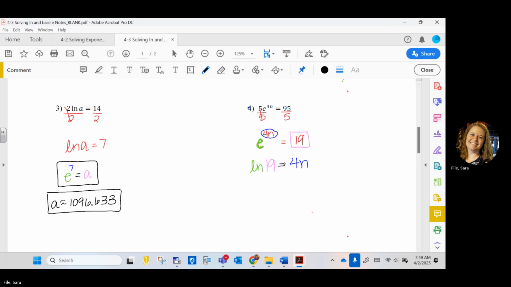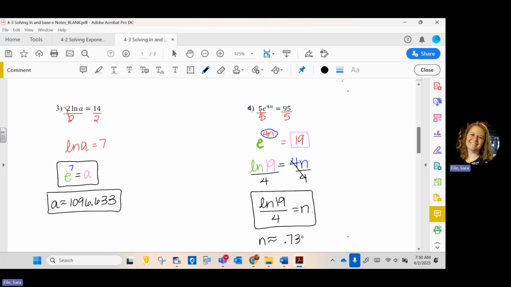So now I need to isolate that variable n. So I'm going to have to divide out the 4. So my exact answer is natural log of 19 divided by 4. But if I needed a rounded answer, if it said to round to the nearest whatever, then you could write it as 0.736.